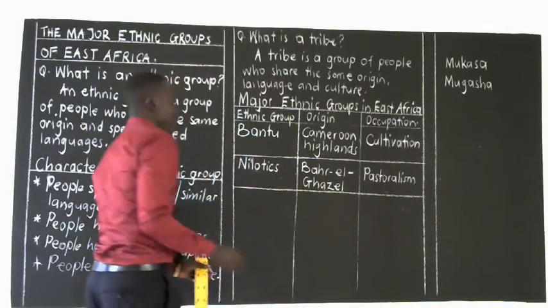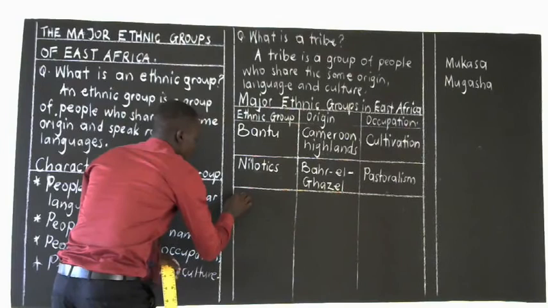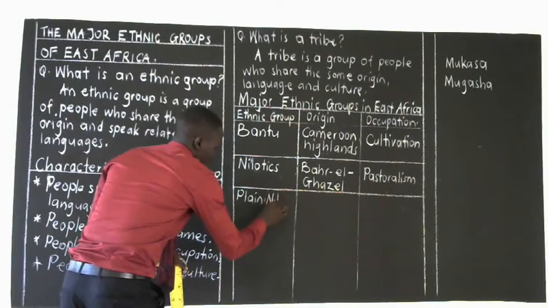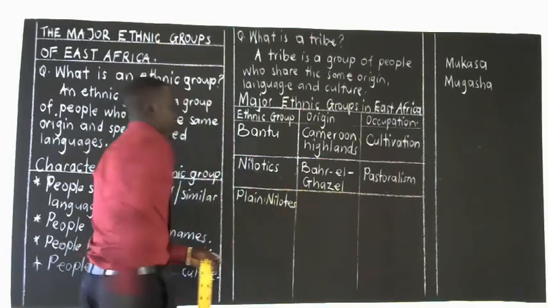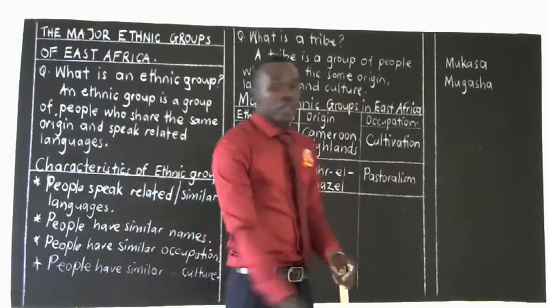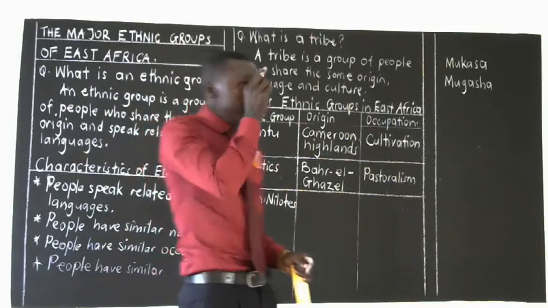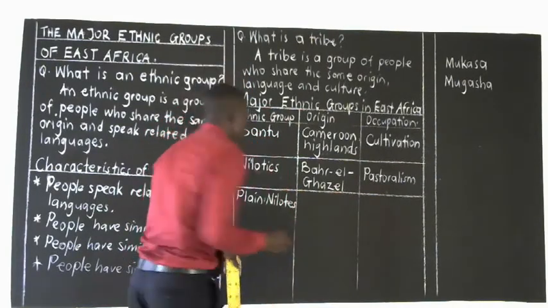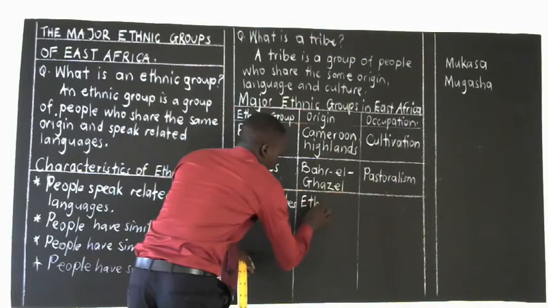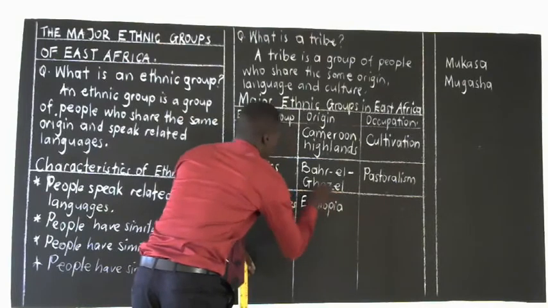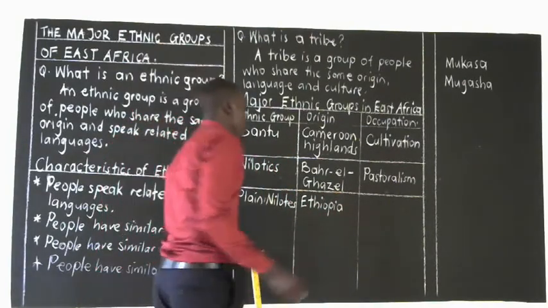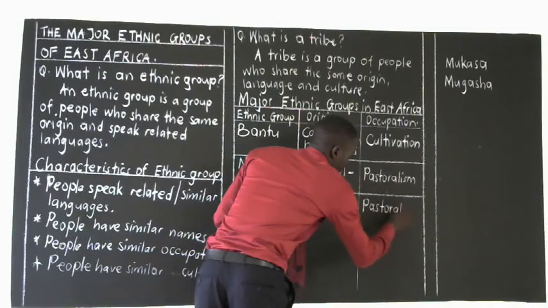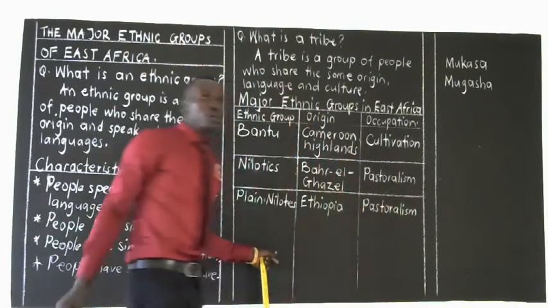Then write the next ethnic group, that is Plain Nilotes. The Plain Nilotes are believed to have originated from Ethiopia. Ethiopia is a country in northeastern Africa. The region is called the Horn of Africa. So they came from Ethiopia, and their main occupation was also pastoralism. We have already defined what pastoralism is.